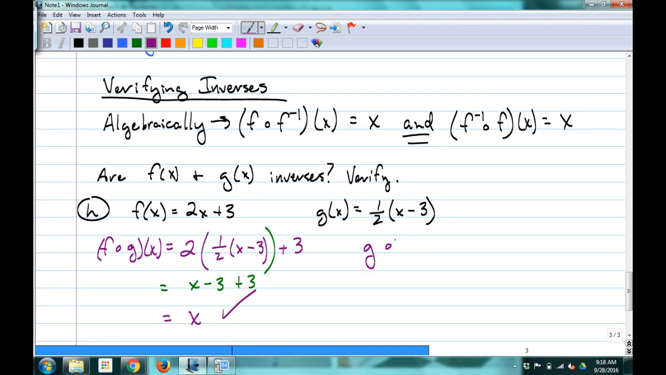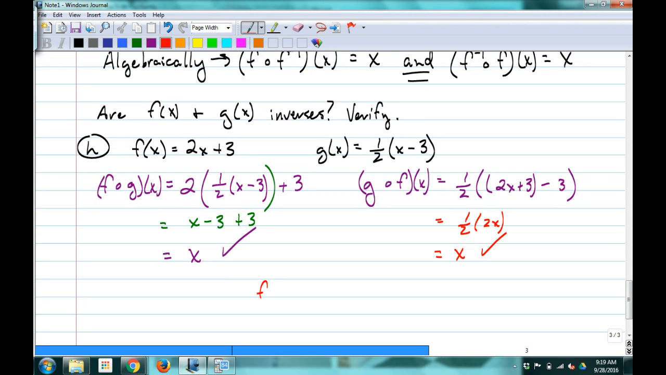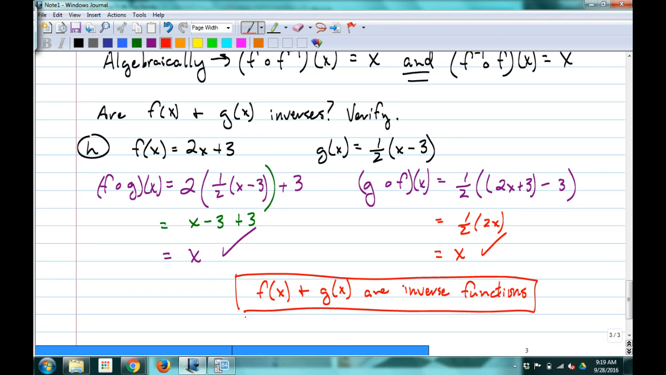Let's do it in the other direction. g composed with f of x is 1/2 parentheses, and then you've got 2x plus 3 minus 3. So that's going to be 1/2 times 2x, which is x. f of x and g of x are inverse functions. You verified that by doing those compositions.